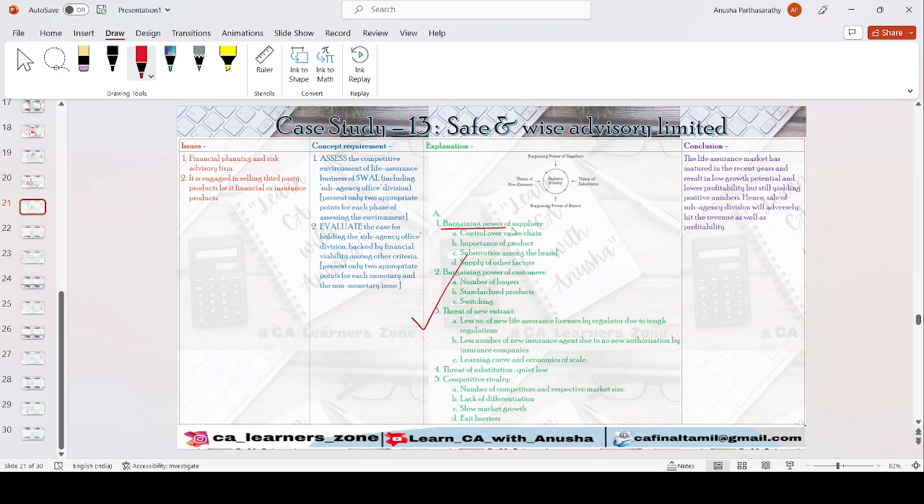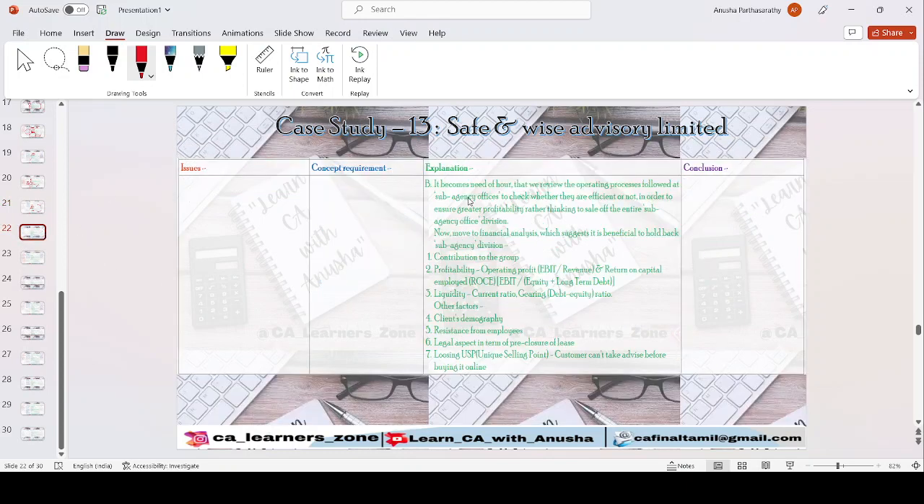Bargaining power of suppliers, bargaining power of customers, threat of new entrants, threat of substitution, and competitive rivalry. These are the other factors which have to be considered, right? For bargaining power of suppliers, they could have control over the value chain, while the product is of so much importance. Substitution among the brands is very much less, or supply of other factors could be the reason. And then we have to write the reasons and then evaluate the case.